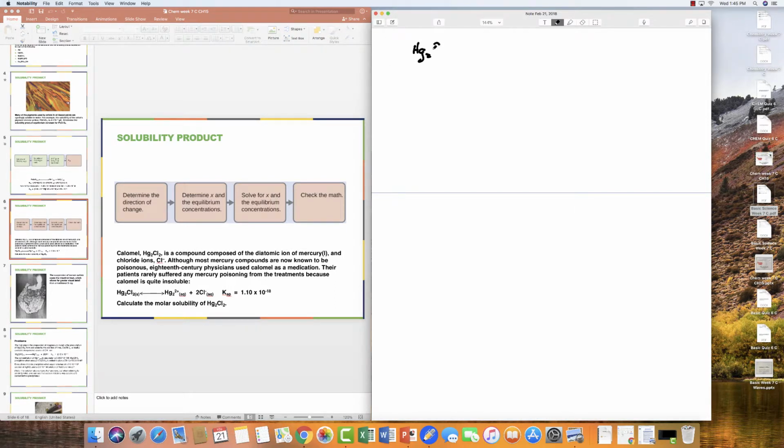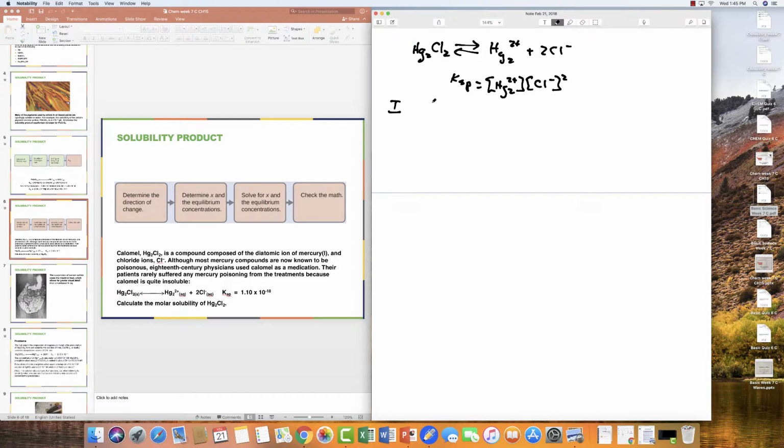So we have Hg2Cl2 breaks down to form Hg2 2+ plus 2Cl minus. So the Ksp for this is going to equal the product of the Hg2 concentration and the chloride concentration squared.